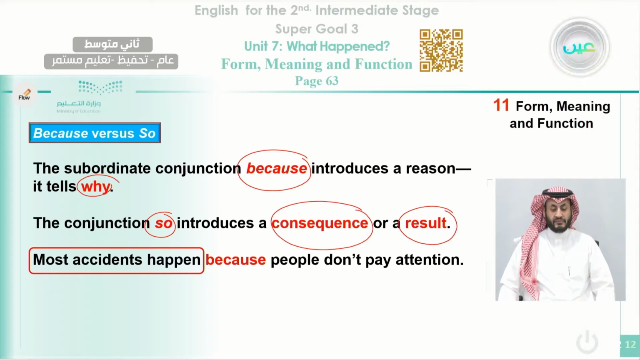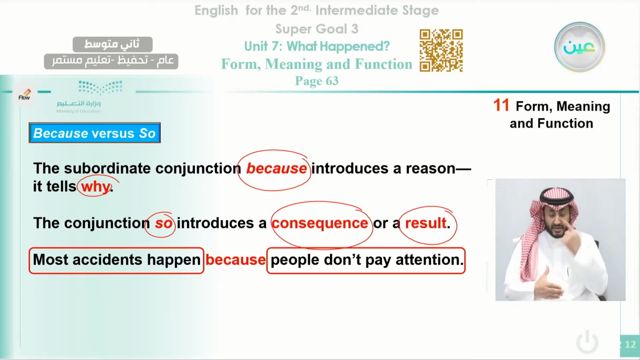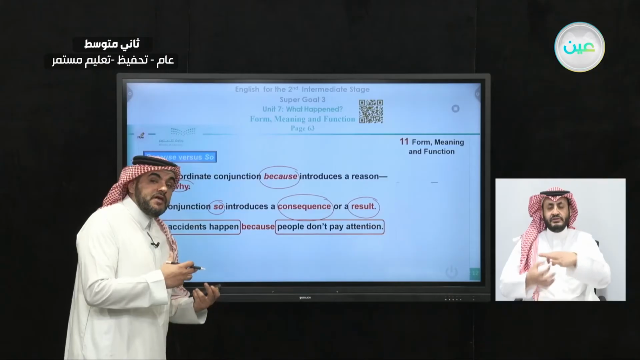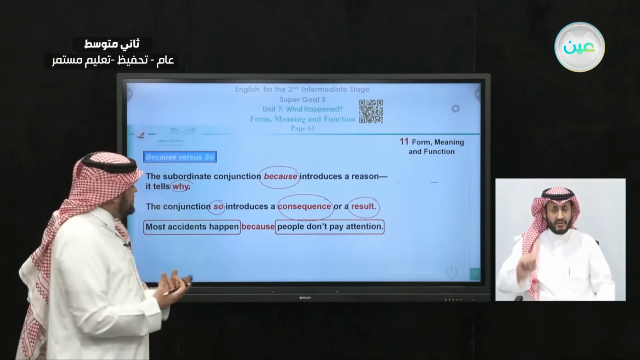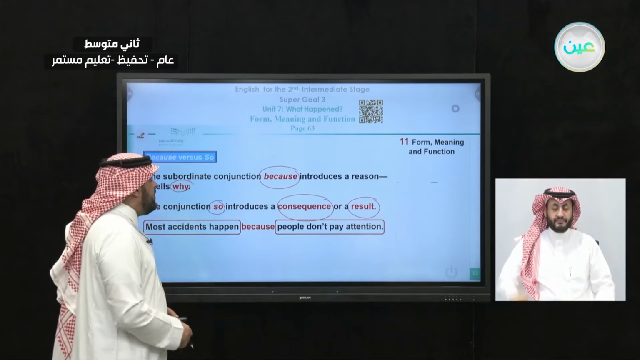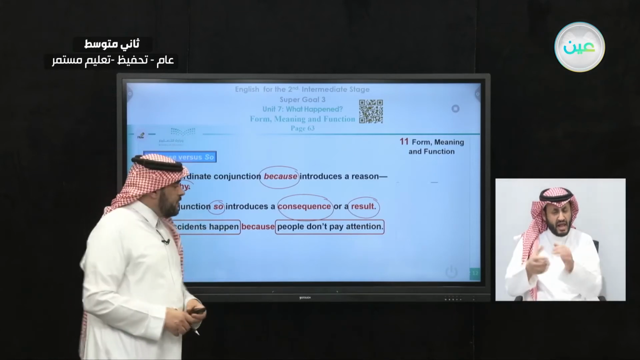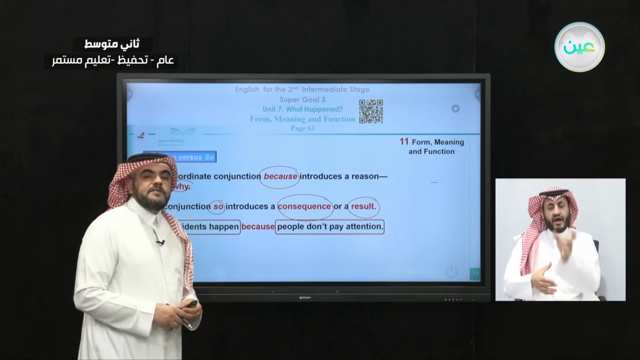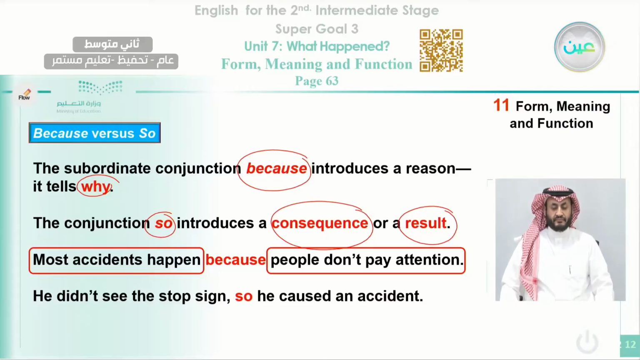Okay, so here most of the accidents happen. Why do most of the accidents happen? Because people don't pay attention. So here, because joins two clauses, that is, most accidents happen and people don't pay attention. Okay. Also, we can use so.